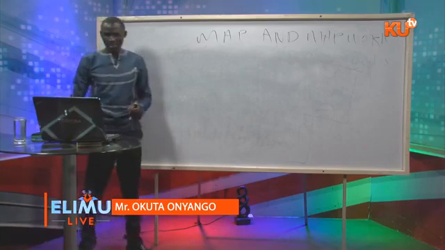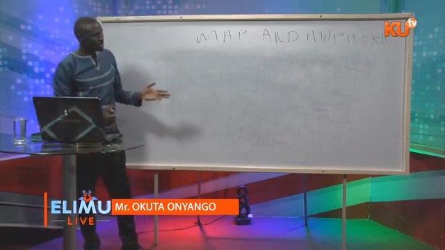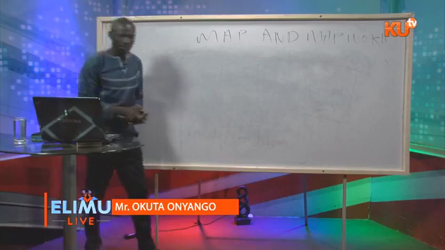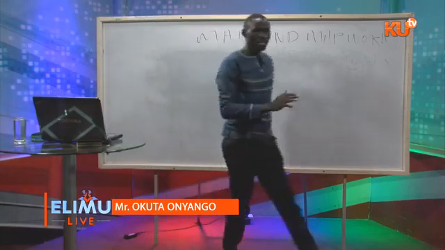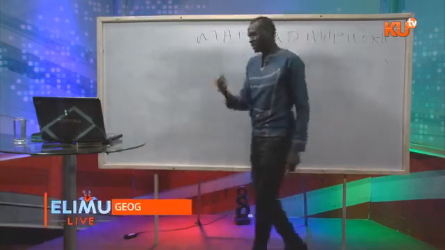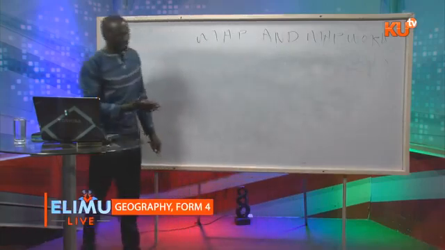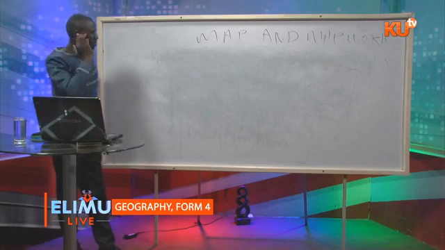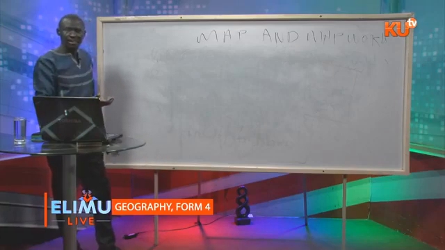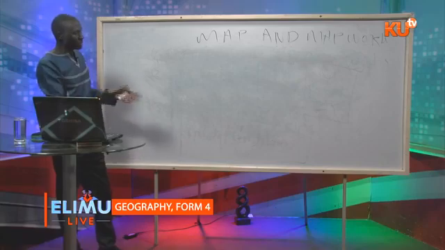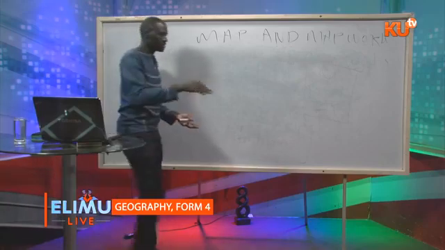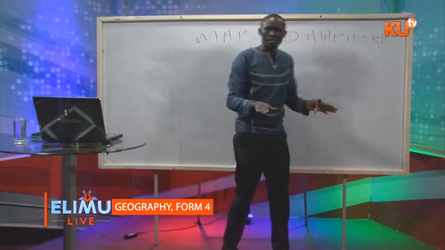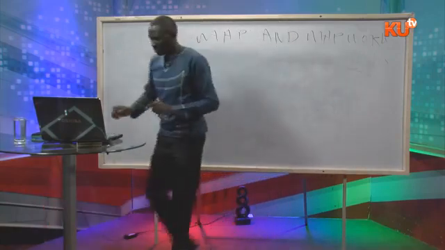The last one is that it also helps us to calculate the gradient on the map. The gradient is the steepness of an area. So it helps us to understand how an area looks like. Is it rugged? Is it steep? Is it even? So it's very important to know that.